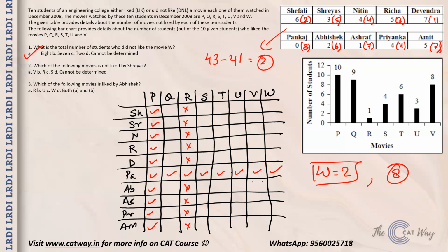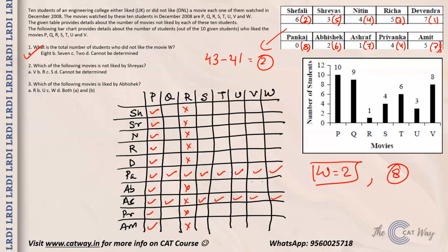Now guys, if you see Ashraf, sorry, Ashraf did not like one movie, and that means he liked 7 movies. And the one movie that Ashraf did not like, we know is R. That means Ashraf is going to like all the other movies.